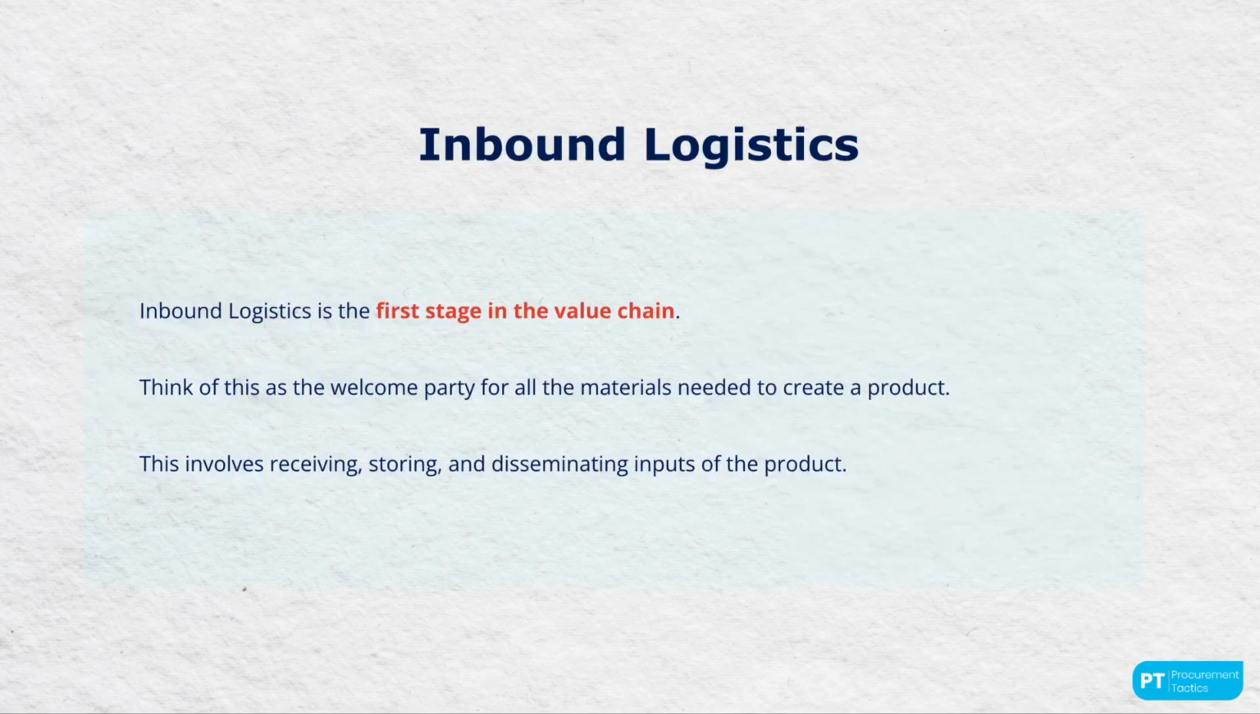Inbound logistics is the first stage in the value chain. Think of this as the welcome party for all the materials needed to create a product. This involves receiving, storing, and disseminating inputs of the product. Effective inbound logistics can significantly reduce costs and improve product quality, contributing to a competitive advantage. For procurement professionals, mastering this stage means negotiating favorable terms with suppliers, ensuring quality control, and optimizing inventory management.